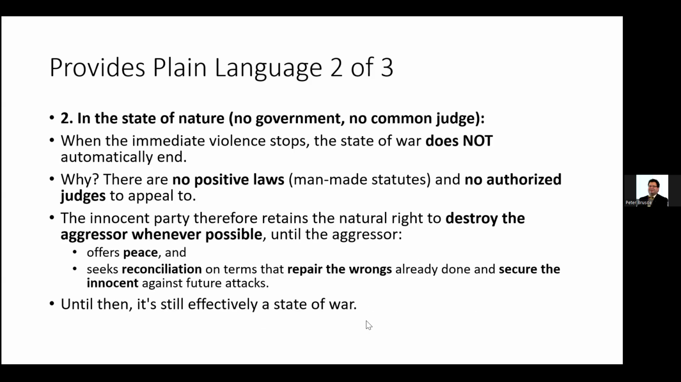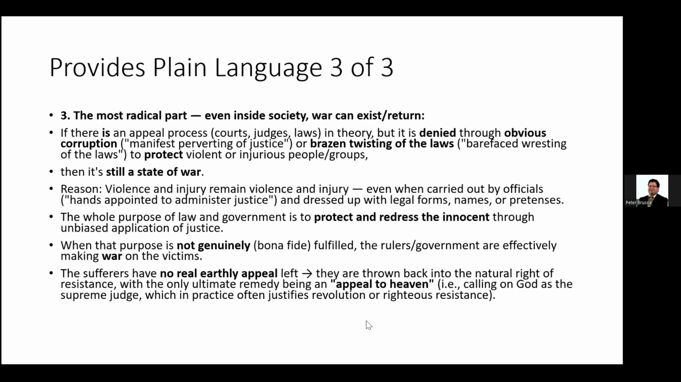And again, you can see on the screen the differences there. Think about positive laws, innocent parties offering peace and reconciliation, to make it much easier. And then the idea that there's still a state of war, being able to translate that. So in a few ways, they're able to take each part of that and make it more understandable to the student, so the student doesn't just give up.